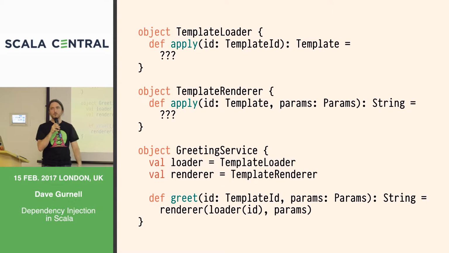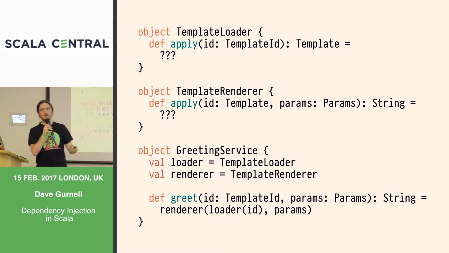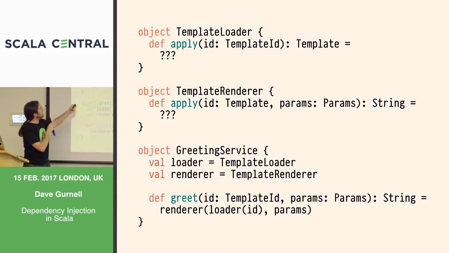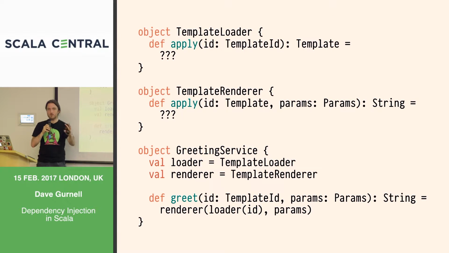And so here's some code. We've got our template loader, our template renderer, and our greeting service. I'm not really going to concentrate on what's in these things because that's not interesting if we're talking about dependency injection. We're talking about how we get references to these guys inside here. Now, let's think about writing a test for greeting service here. Also notice that I've hard-coded all the dependencies here. So these are all objects. These are vals. Can't change anything. It's all hardwired.